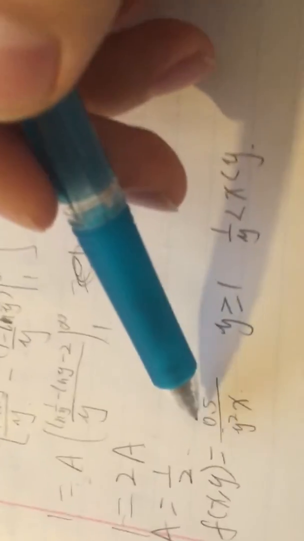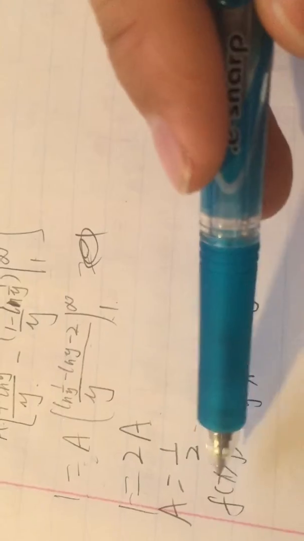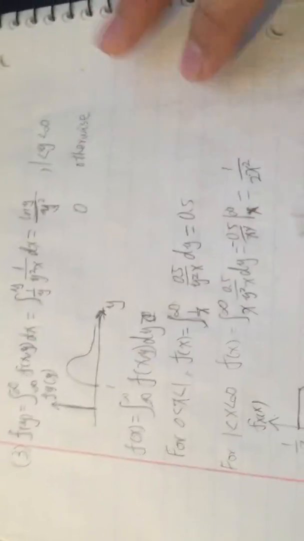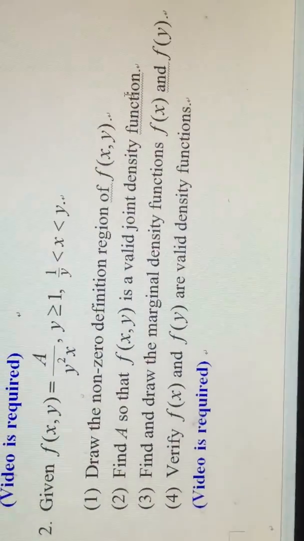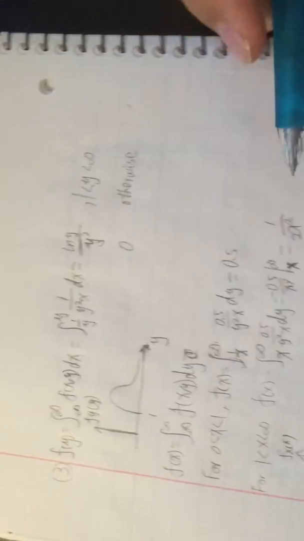So we are given f(x,y) equal to 0.5 over y squared times x. For the third question, we need to find and draw the marginal density functions f(x) and f(y). Here's what I do.